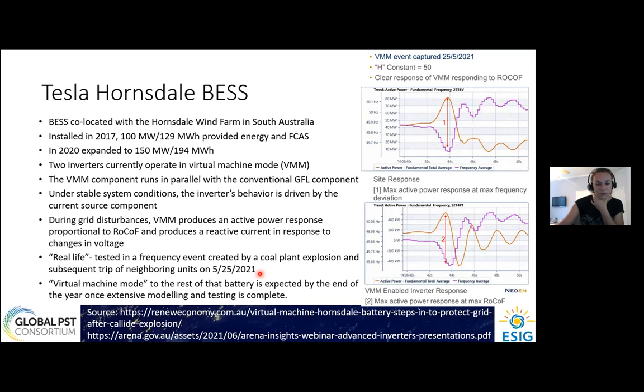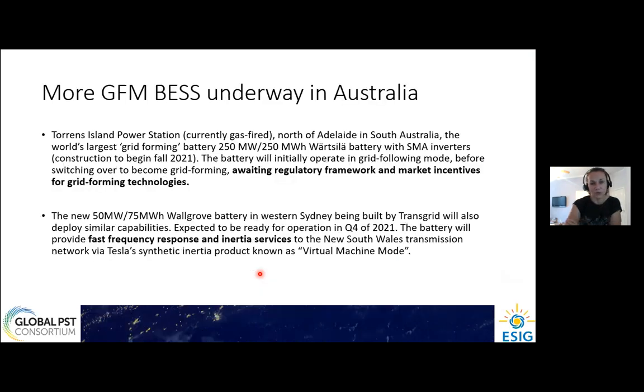But currently, as you'll see in the following slides, in Australia, there is no clear application for grid forming inverters, no clear specification either. And so I think many plants are just waiting for a clearer regulatory framework to come up. To that point, these are 2 more grid forming projects that they have in the pipeline.